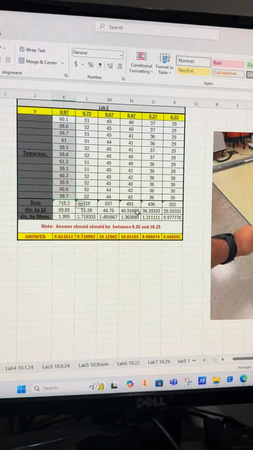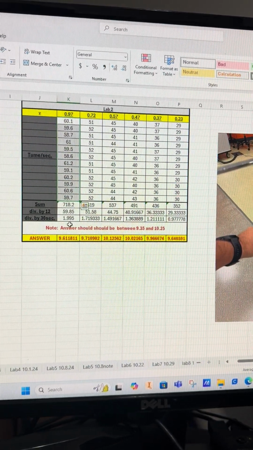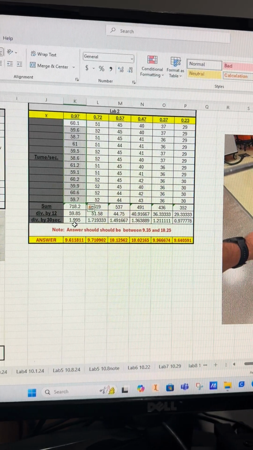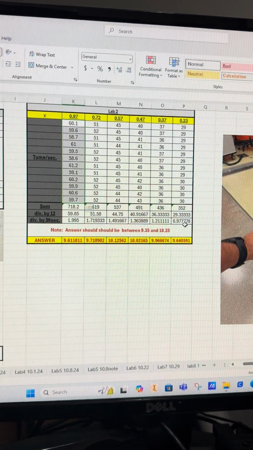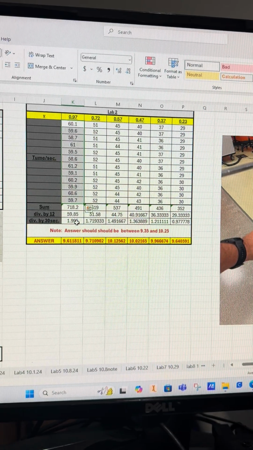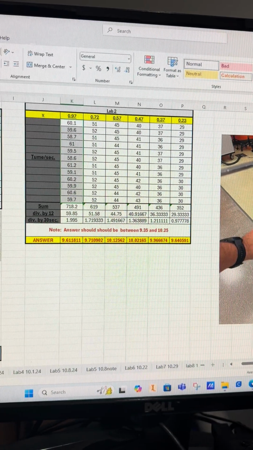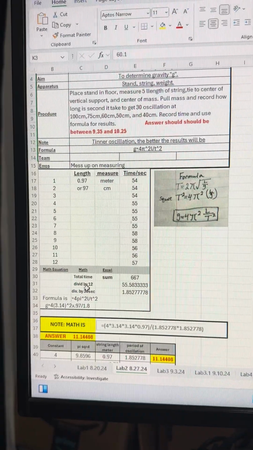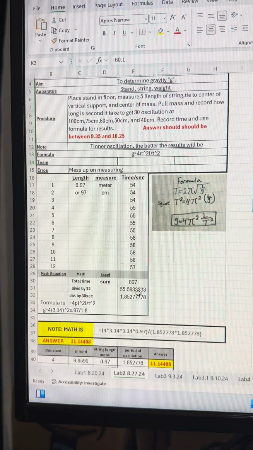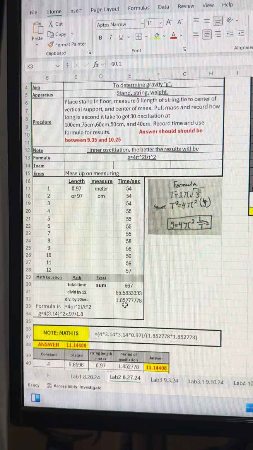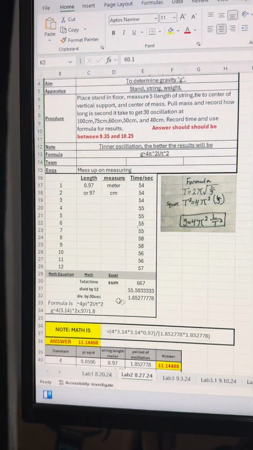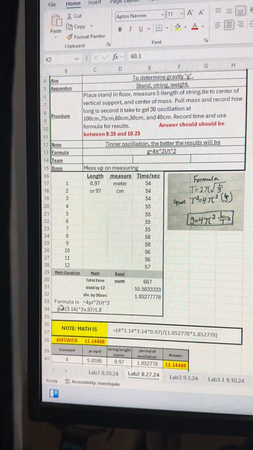Then we wanted to know how long it would take to get 1 oscillation, so we divided by 30 seconds, and that was 1.95. Then we plugged that into our formula, which is down here. Our total sum time was 667. We divide by 12, which I got 55.58. Divide that by 30 to get a single oscillation of 1.85. So then you put it in our formula.